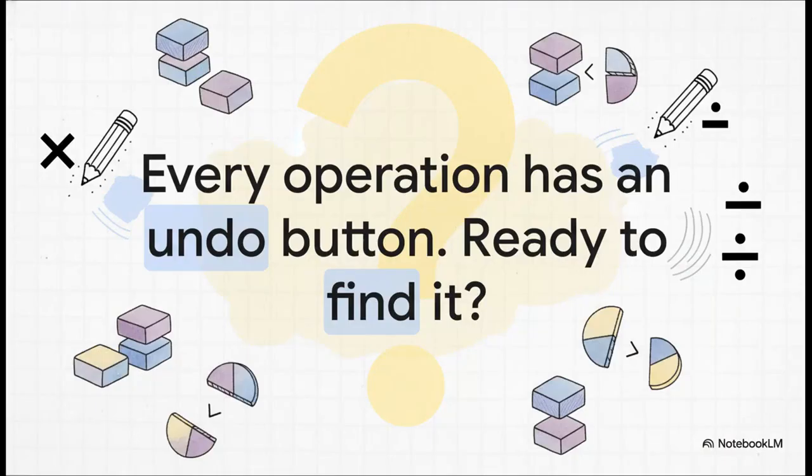So think about it like this. What if I told you that every single operation in math has its own undo button? You know, like an opposite action that cancels it out? Well, that one idea, that's the key to solving pretty much any equation. Today, we're going to find that undo button for multiplication and for division.